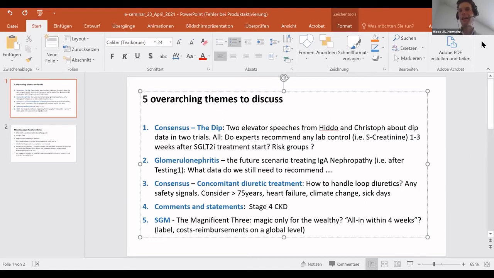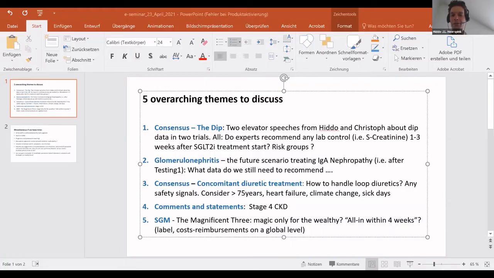The dip, or the decline in eGFR, is very common when we initiate an SGLT2 inhibitor. Initially, this was interpreted as a side effect that could even lead to acute kidney injury. But over time, we have learned that this is a manifestation of the mechanism of action of SGLT2 inhibitors. They reduce intraglomerular pressure and glomerular hyperfiltration. Clinically, this is reflected by an acute decline in GFR, just like ACE inhibitors and angiotensin receptor blockers.